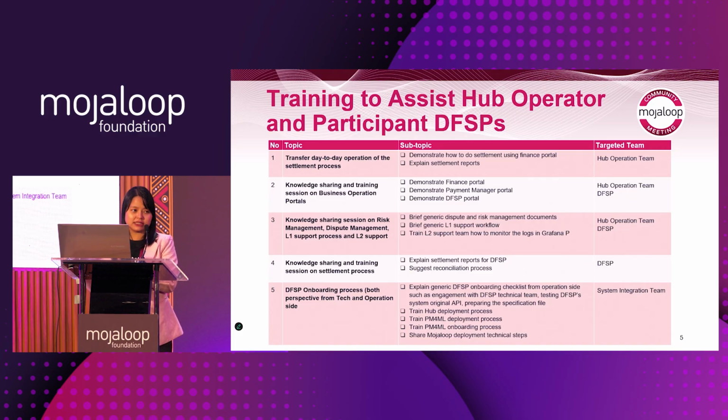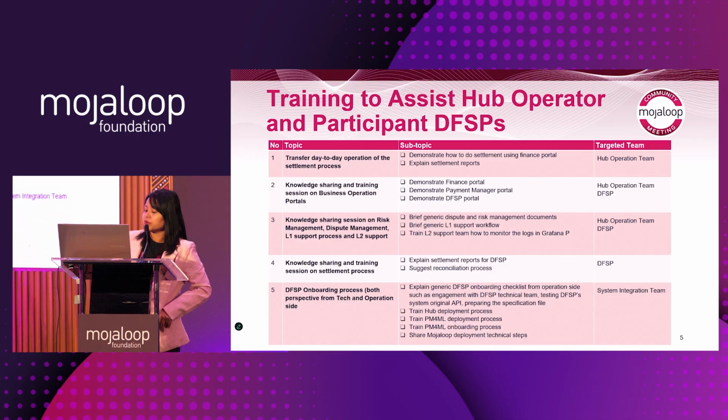And also from the technical side, we trained the designated system integration team, which should be based in Africa, the local team. That is why we provided the training related to the technical side for the designated system integration. The training covered the deployment process of the Bujalu Hub and also the deployment process of the payment manager that is used as an integration tool in our project. So this is the list of the training we provided to the operations and the system integration team.